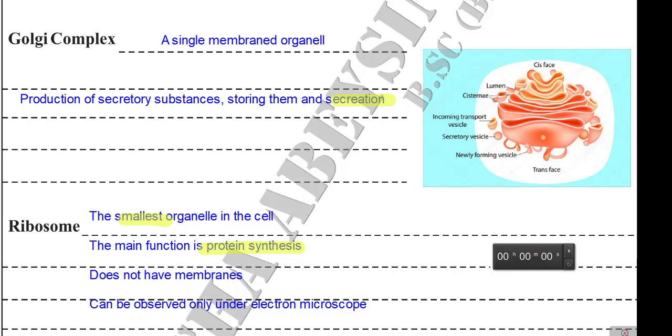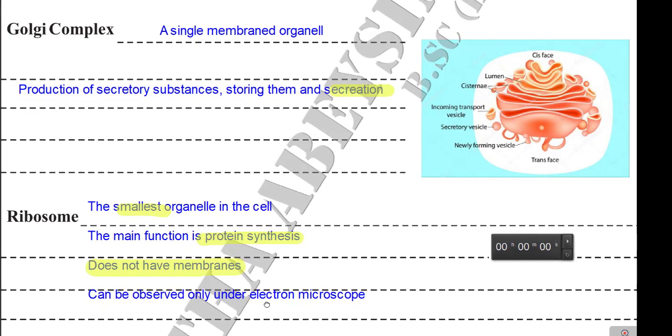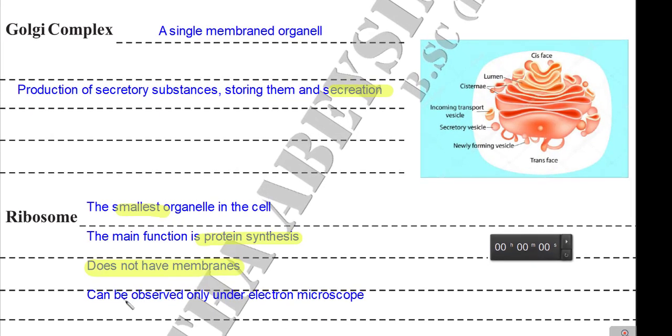That's also much important, right? Ribosome does not have membranes, because only with the electron microscope, children, can we observe it. Can be observed only under the electron microscope. Otherwise, we can't see. It's a molecule-like thing, children, right? Can be observed only under the electron microscope, right? It's a structure in the cell we can identify only under the electron microscope.